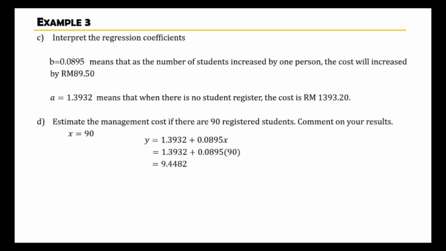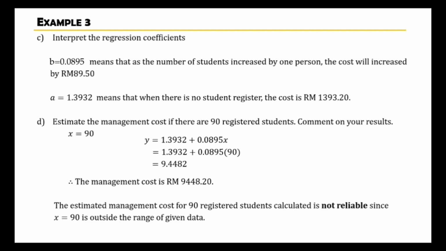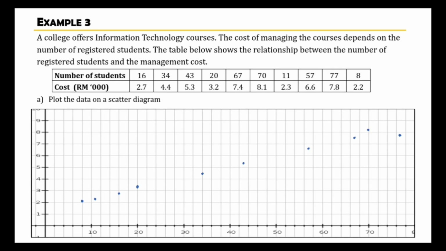This will give us y equal to 9.4482. So the management cost is Rm 9,448 ringgit and 20 cents. The estimate management cost for 90 registered students is not reliable since x equal to 90 is outside the range of given data. Okay, as we can see, the lowest value for data is 8 and highest is 77. So 90 is outside the range of the data.